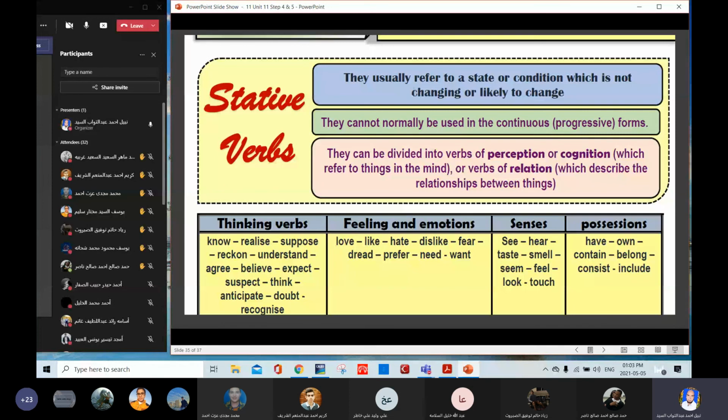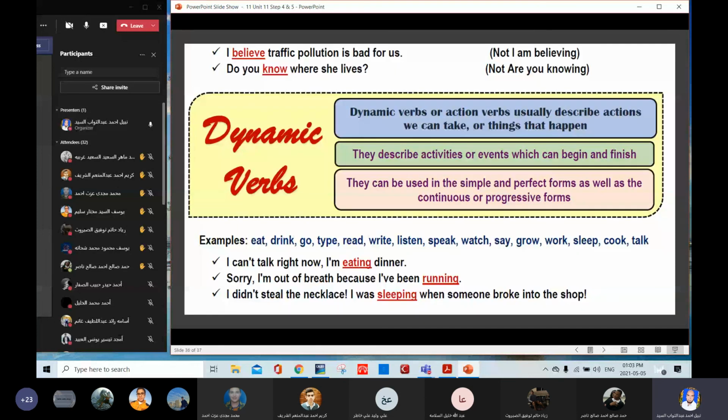Okay. And for example, I believe traffic pollution is bad for you. It means I think. So it's a permanent opinion. Do you know where she lives? This is a permanent opinion.